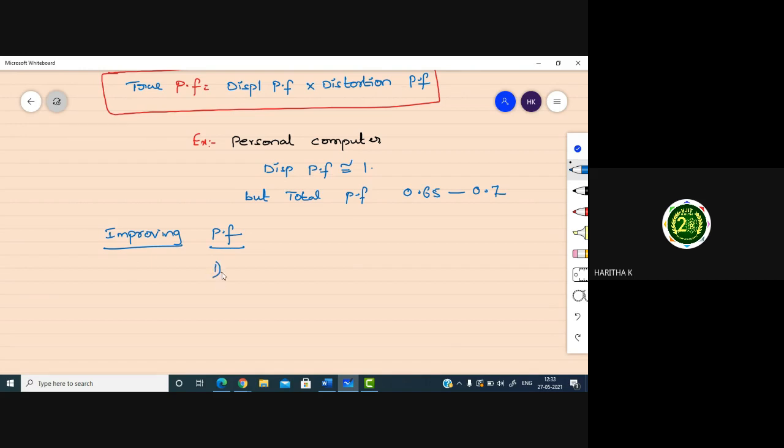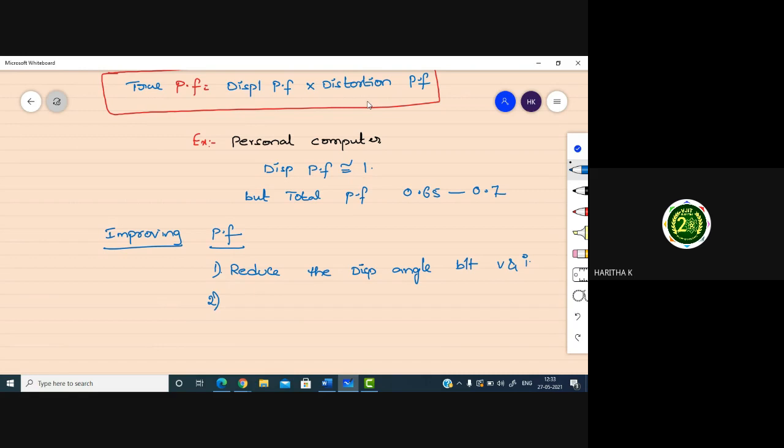So to improve the power factor, there is a procedure. It consists of two steps. First, you have to reduce the displacement angle between voltage and current. This is just like in case of linear loads. If you reduce the displacement angle between voltage and current, then the power factor will be improved. So this can be done by connecting the capacitor bank. By reducing this displacement angle, we can improve the displacement power factor.